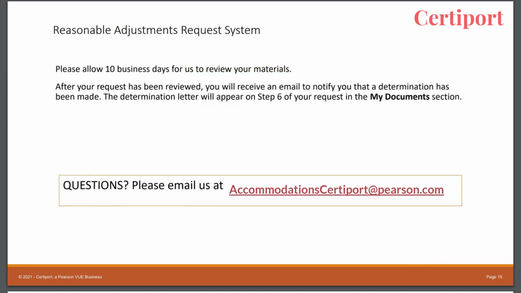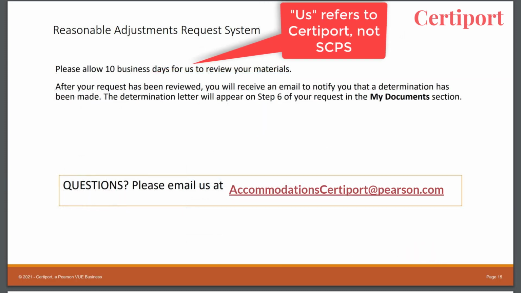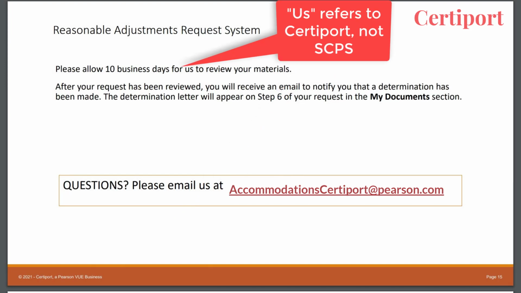Please allow 10 business days for us to review your materials. After your request has been reviewed, you will receive an email to notify you that a determination has been made. The determination letter will appear on Step 6 of your request in the My Documents section. Do you have questions? Email us at accommodations.certiport@pearson.com.